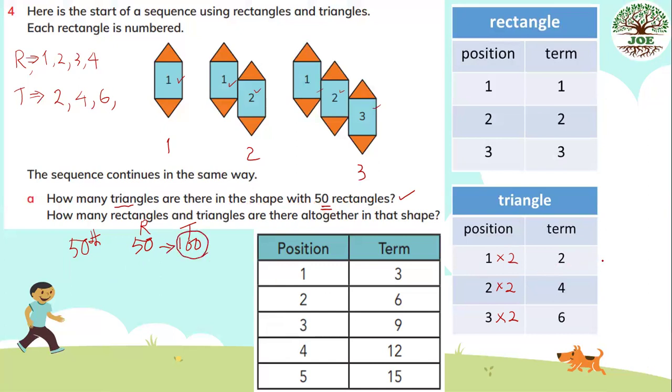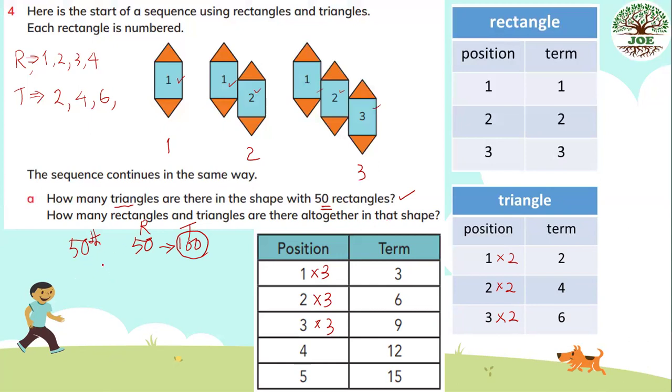And how many rectangles and triangles are there altogether in that shape? For the total shapes, we have to use the total position and term. This is for the whole sequence. Position 1 is 3, 2 is 6, 3 is 9. So 1 becomes 1 times 3, 2 becomes 2 times 3, 6, 3 times 3, 9. So our position to term rule for the whole sequence is multiplied by 3.